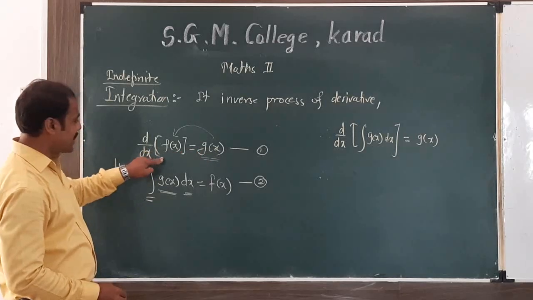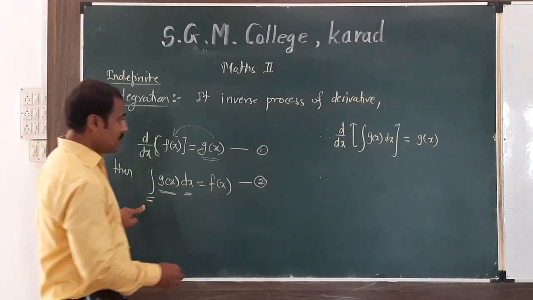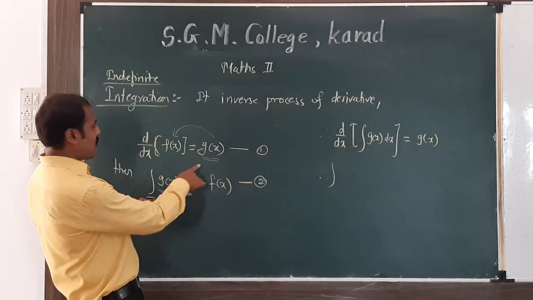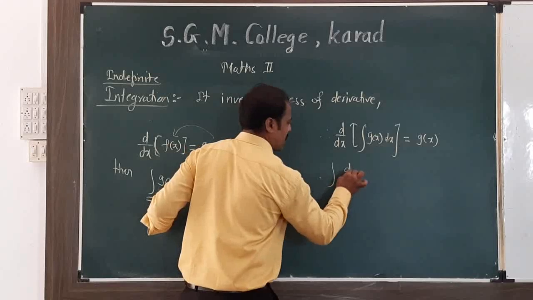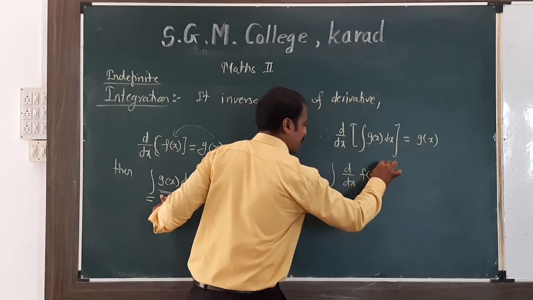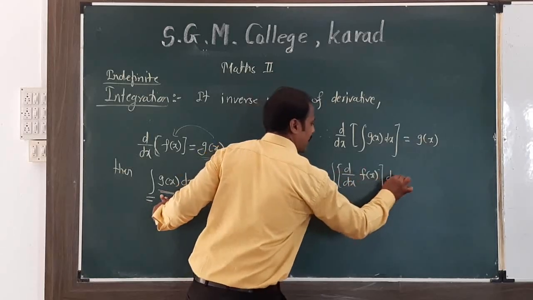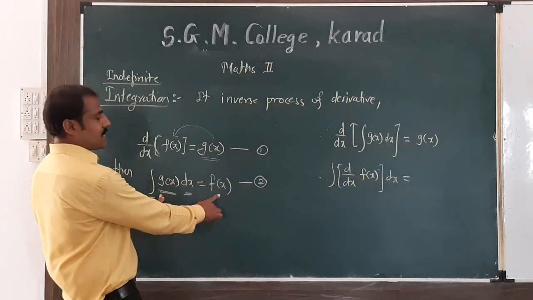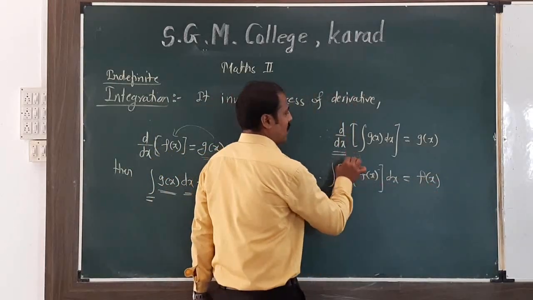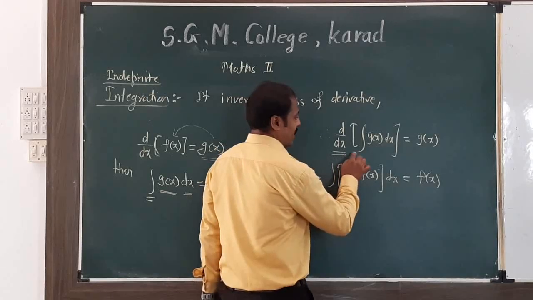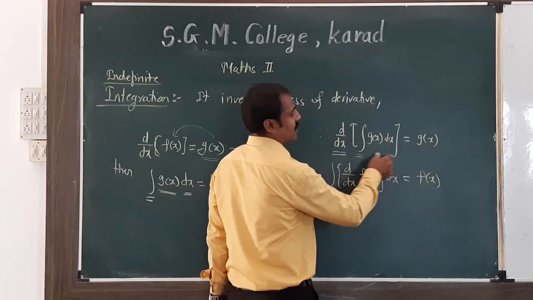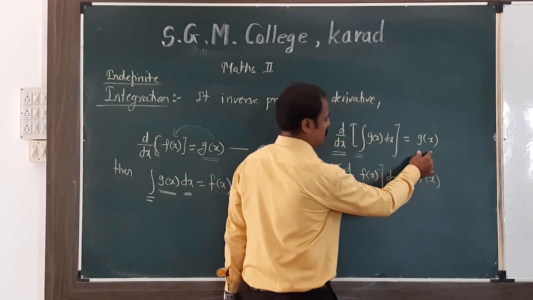Value of g of x is d/dx of f of x in the second equation. So integration of g of x is what? d/dx of f of x. So the integration of d/dx of f of x with respect to x is equal to, here the answer is f of x. Look here, if there are derivative and integration symbols, they cancel each other and we get g of x.